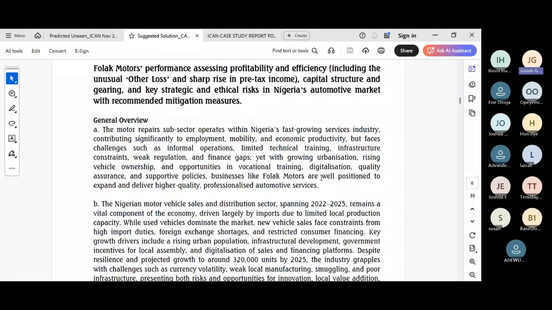I just used the data to coin out from this statement, the first statement, you see that I said the motors repair subsector operates in Nigeria's fast-growing services industry, contributing significantly to employment, mobility, and economic productivity. But it faces challenges such as informal operations, limited technical training, infrastructure constraint, weak regulations, and finance gaps. So this statement was coined by me, but it was derived from that exhibit, not verbatim. So put it in your own thoughts, and that will make a lot of sense.